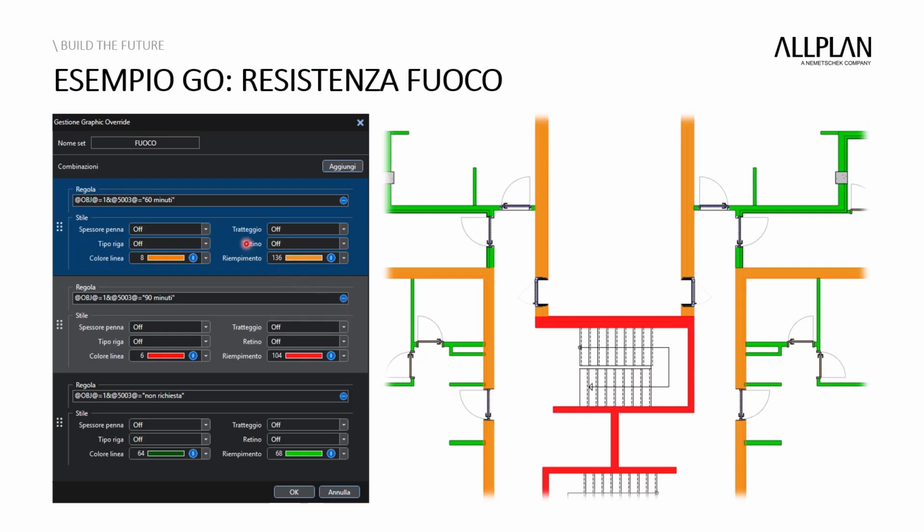This override will analyze all of the walls that possess certain specific values in terms of their fire resistance. Once we have defined the rules, we can also assign all the graphic information so that each time we get walls colored orange, red, or green. But let's see everything directly inside Alplan.